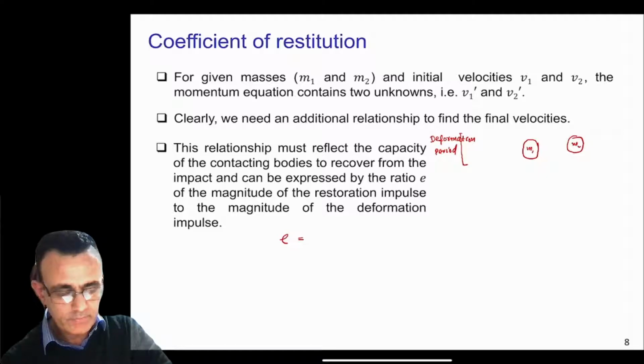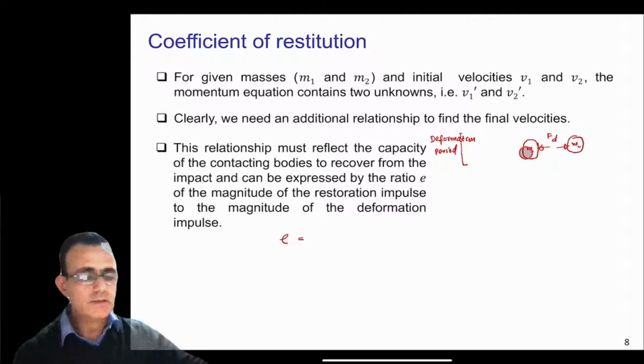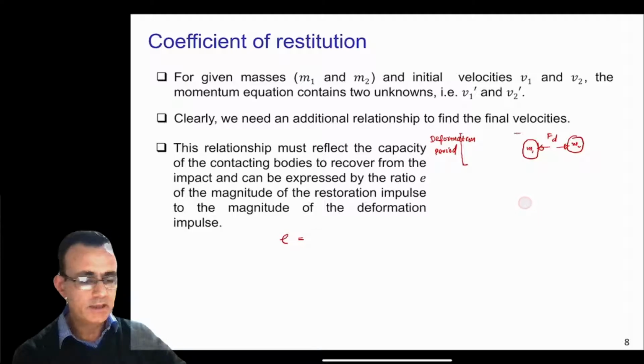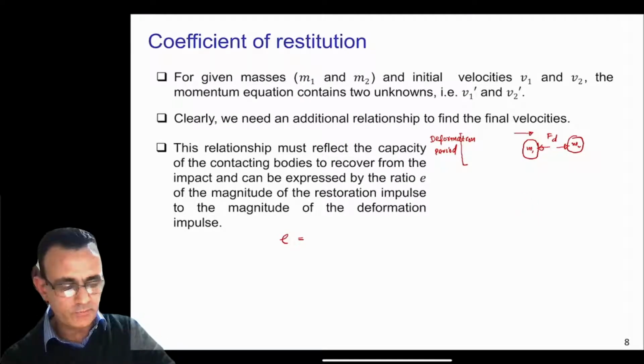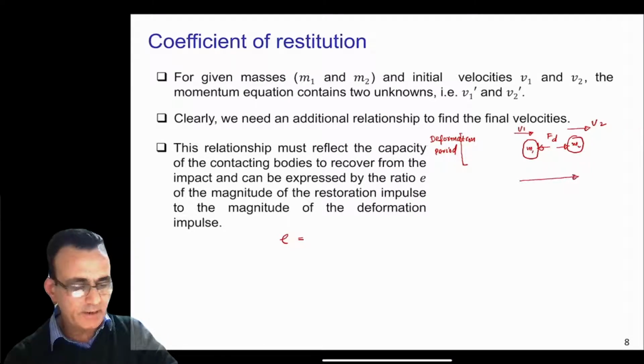So in the deformation period, you will have a contact force, which we call Fd. Again, Fd will be the same on this particle and this particle. This particle was initially moving with velocity v1, and this one with velocity v2. Then at the maximum deformation, the velocities were the same, so it becomes v0.